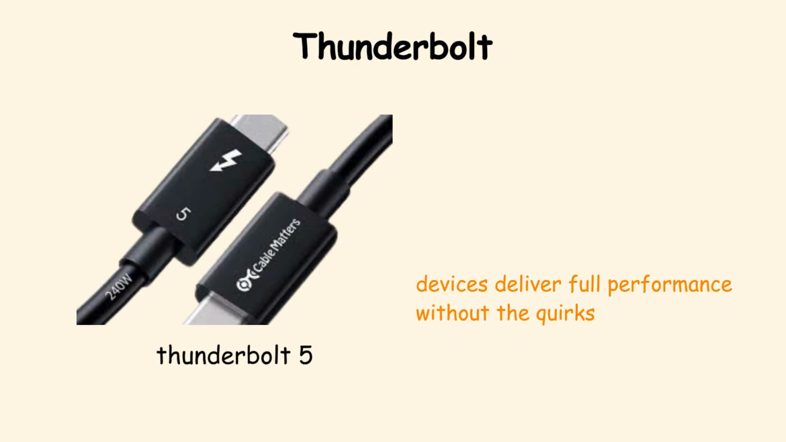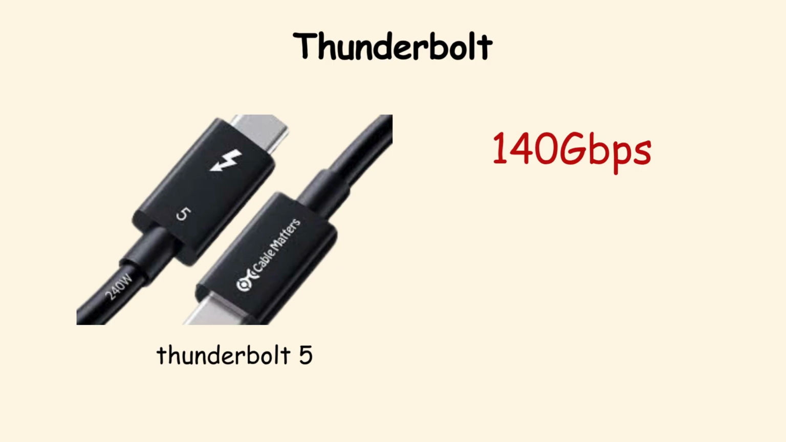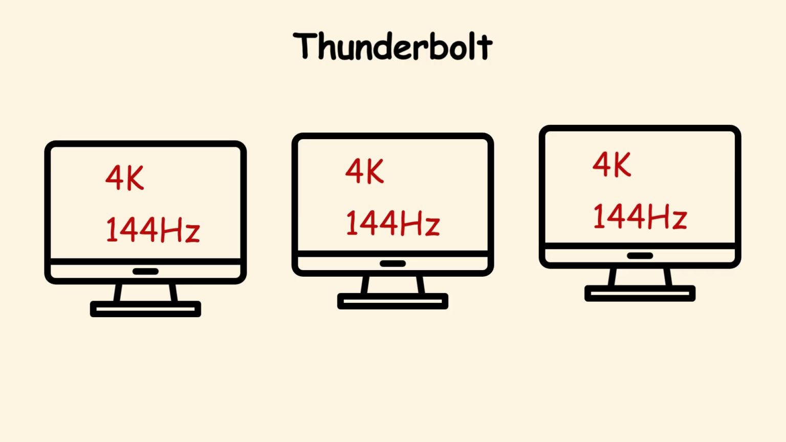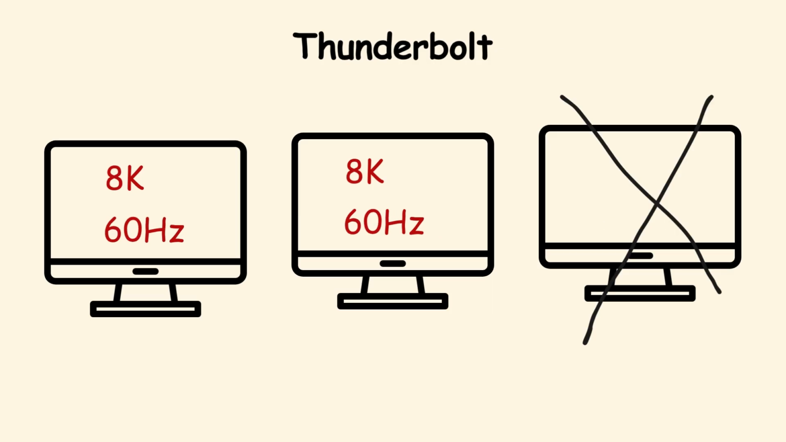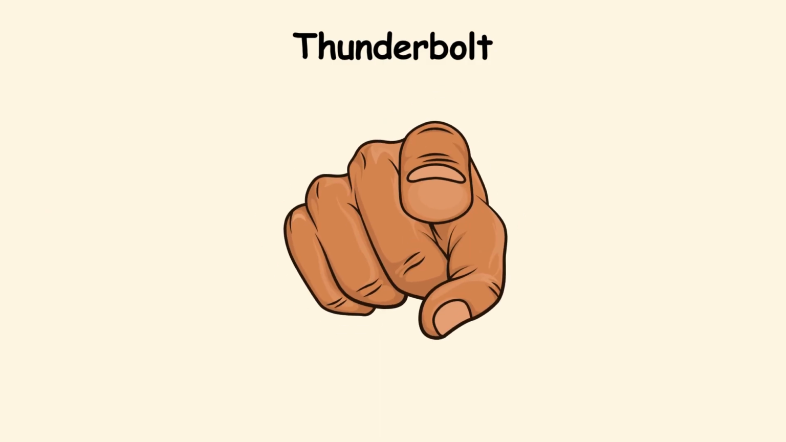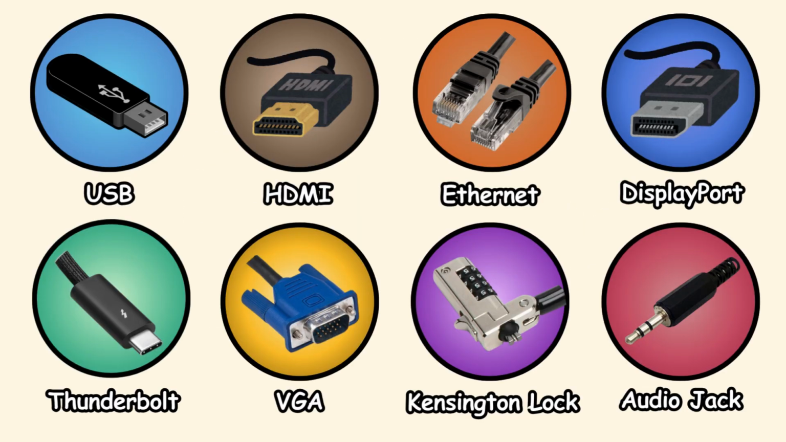The newest version, Thunderbolt 5, is even more powerful. It can hit up to 120 gigabits per second of bandwidth, deliver up to 240 watts of power, and handle multiple high-resolution displays at once, like 3 4K screens at 144 Hz or 2 8K screens at 60 Hz. Of course, Thunderbolt is mostly found on high-end laptops and desktops, so it's not something everyone will have. But when you do, it's an incredibly versatile and powerful connection.